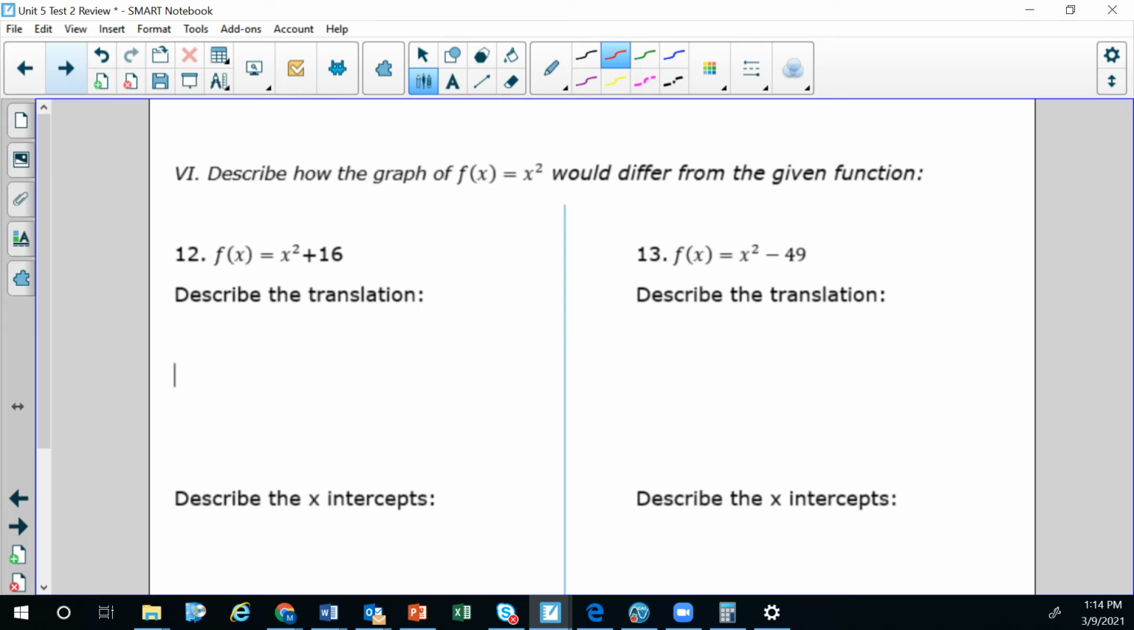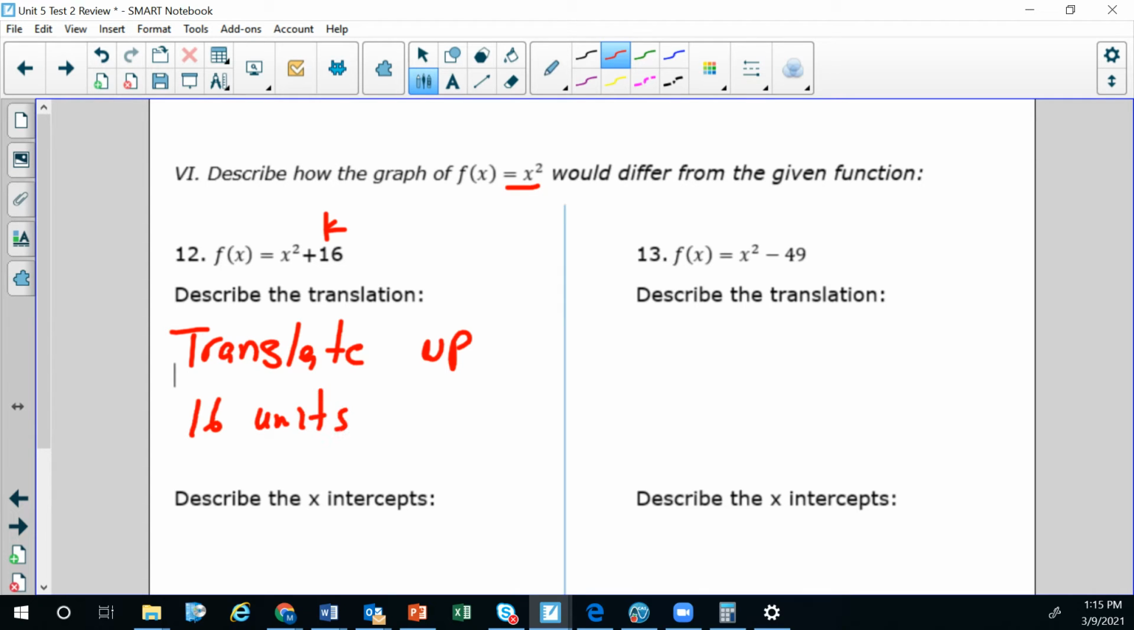Describe how the graph of f of x equals x squared would differ from the given function. Okay, so the new function is x squared plus 16. Describe the translation. Well, this is my k value, right? 16 is my k, and it tells you whether the graph goes up or down. In this case, the graph travels 16 units up from the original function. So the graph translates up 16 units.